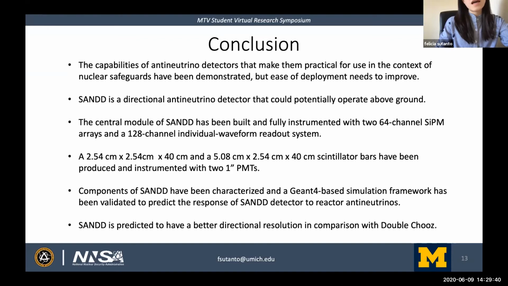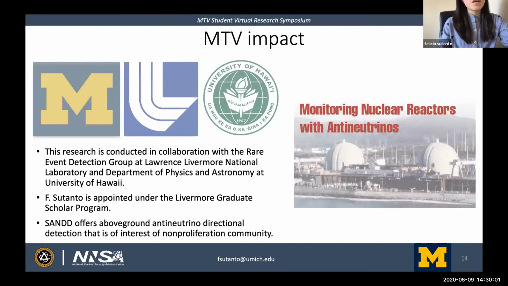We have built our central module, and we have produced 1 bar of the first outer layer and 1 bar of the second outer layer of SAN. We have characterized them. We validate our Monte Carlo by comparing our simulation results to the measured data. And using such simulation, we can then predict the performance of the full SAN detector. SAN is predicted to have a better angular uncertainty in comparison with Double Chooz. SAN offers above-ground directional detection that is of interest to the nonproliferation community.